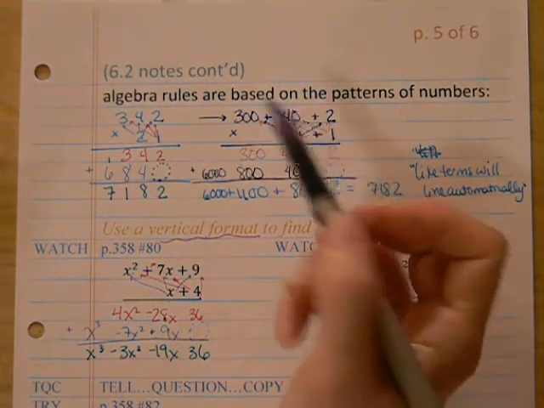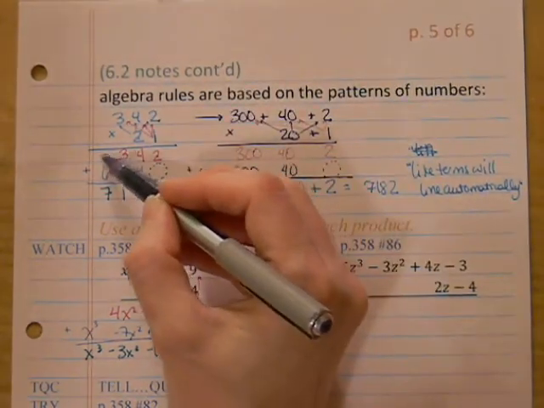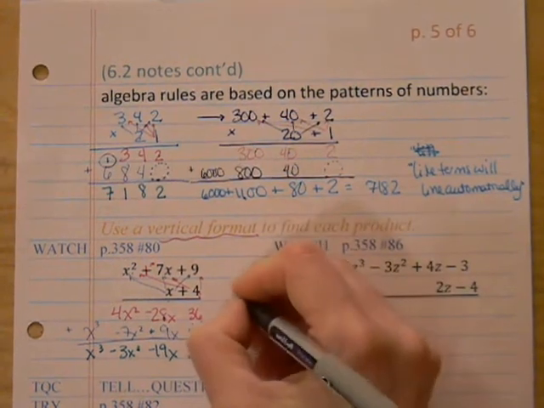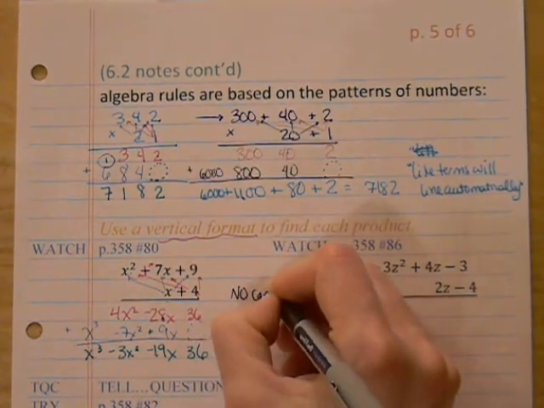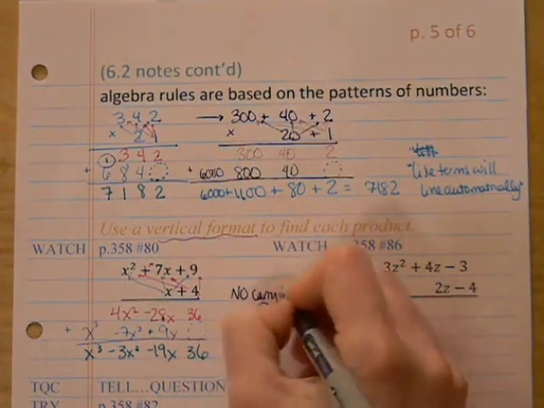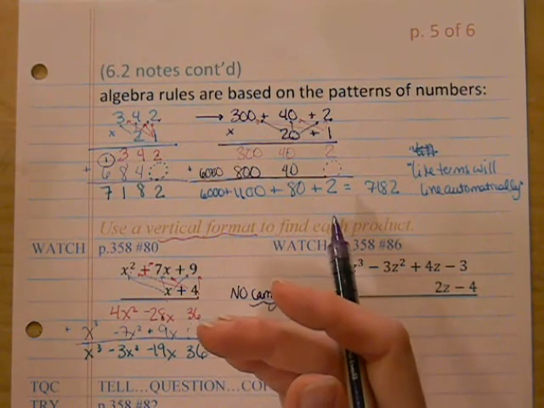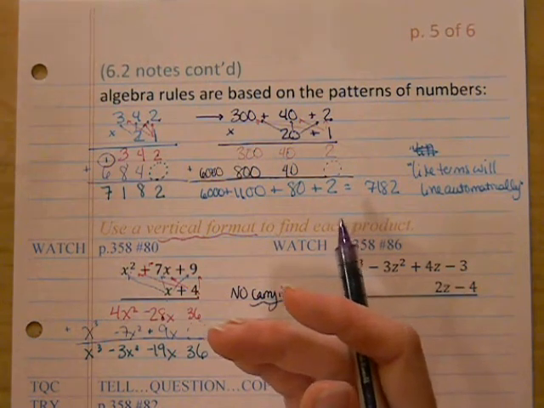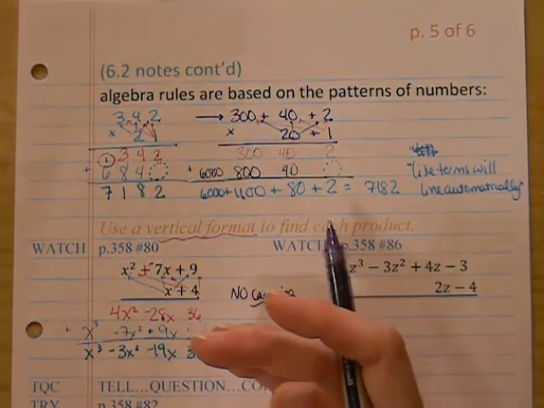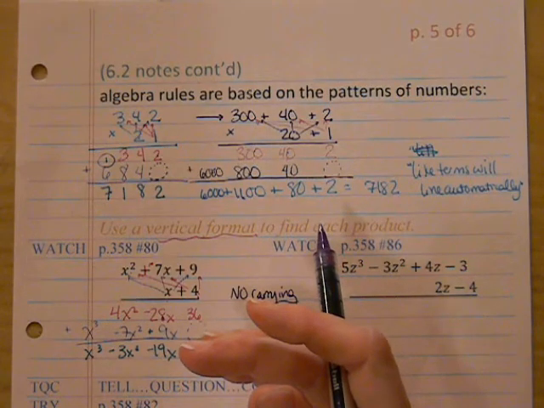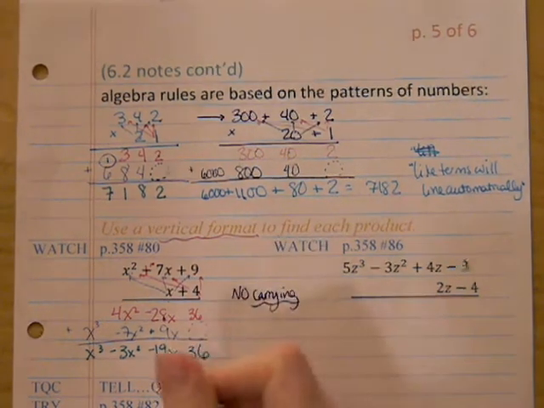Now the one difference here is we had some carrying in the numbers, but there's no carrying here when you're talking about vertical format and polynomials, because then you'd be crossing the line in terms of like terms. And just always make sure to keep the signs with it.